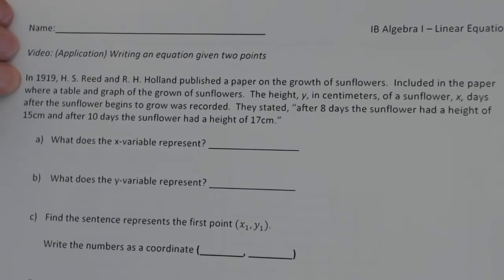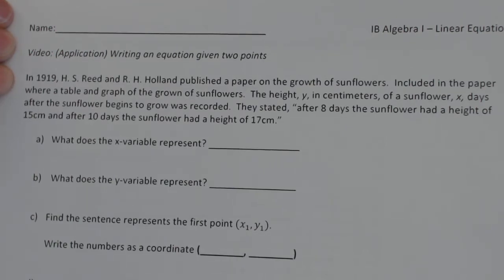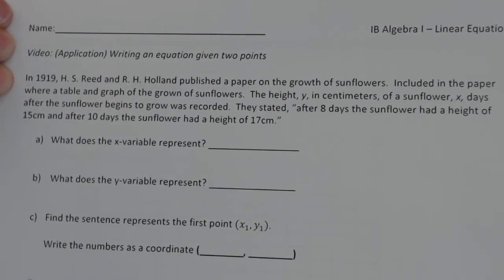In 1919, H.S. Reed and H.R. Holland published a paper on the growth of sunflowers. Included in the paper were a table and a graph of the growing of sunflowers. The height y in centimeters of a sunflower, x days after the sunflower begins to grow was recorded. They stated, after 8 days, the sunflower had a height of 15 centimeters, and after 10 days, the flower had a height of 17 centimeters.